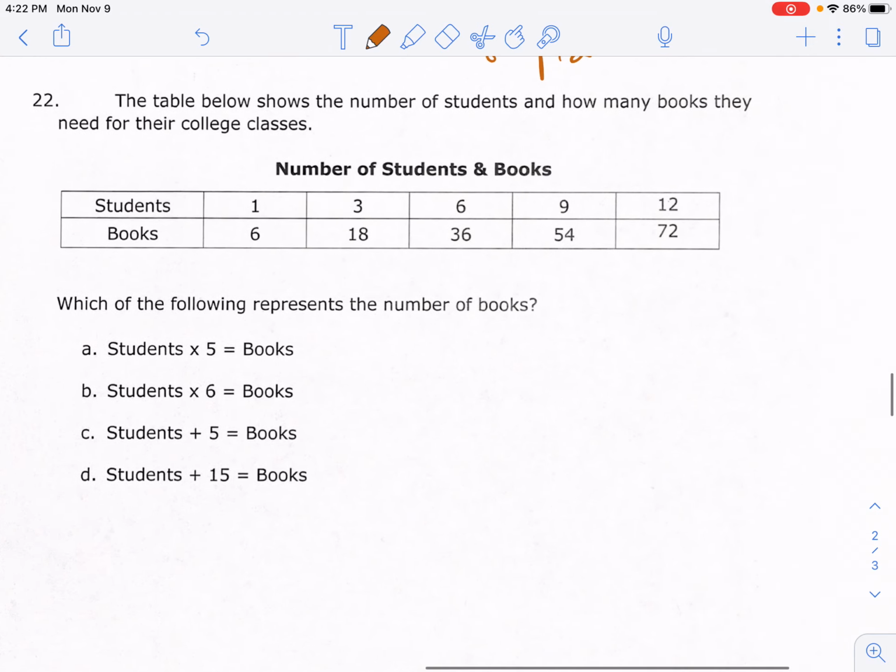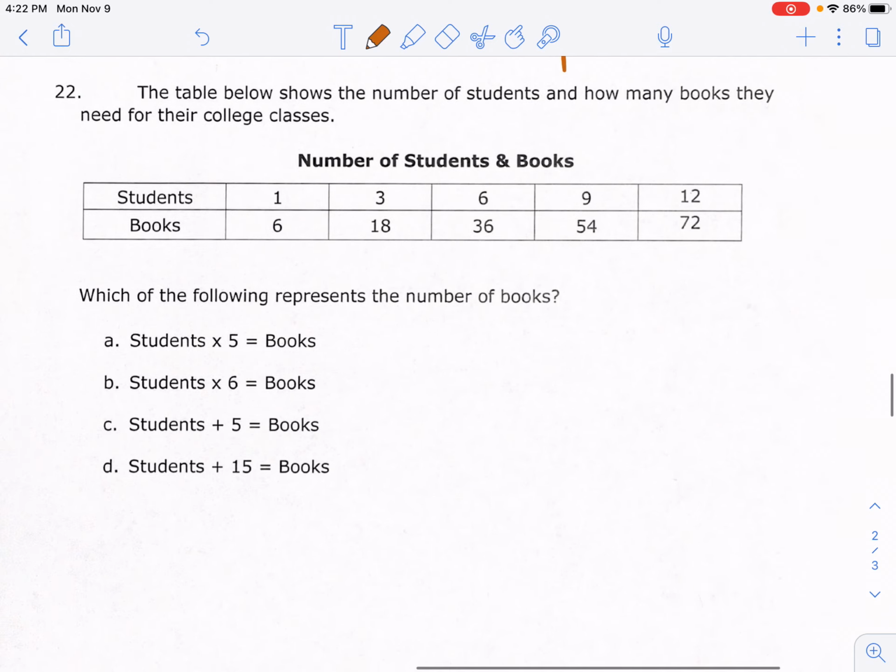Number 22, the table below shows the number of students and how many books they need for their college classes. I want to know the relationship between the number of students and the number of books. So to get my number of books, I'm going to look at what's happening to the number of students. So here are all my options. I can multiply by 5, multiply by 6, add by 5, add by 15. I want to look at what happened from student to book.